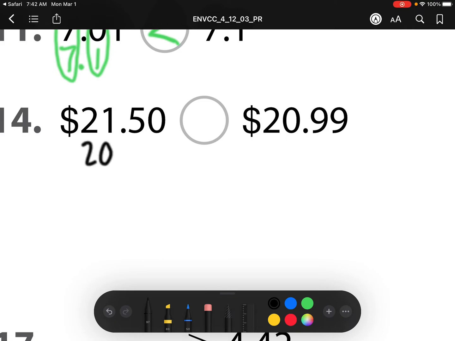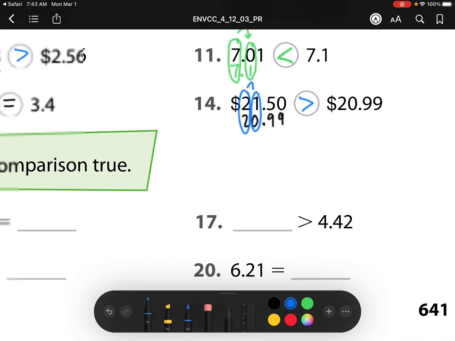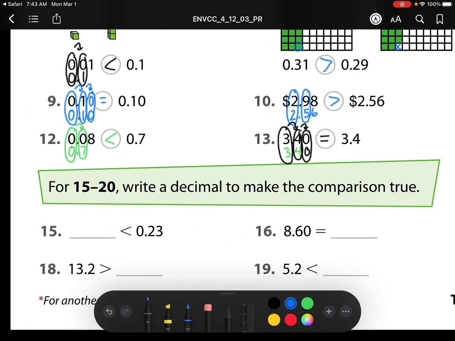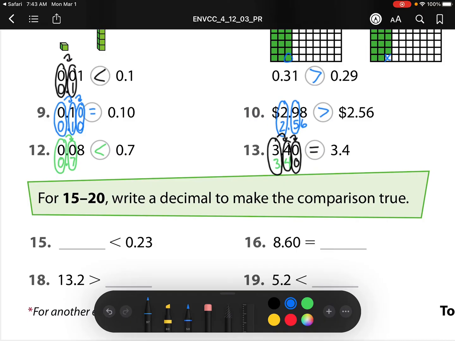Now, again, always line up those decimals, and then we can compare. 2 is the same as 2, so we go to the next place value. 1 is bigger than 0, so that means what? It means that this is greater than. $21.50 is greater than $20.99.